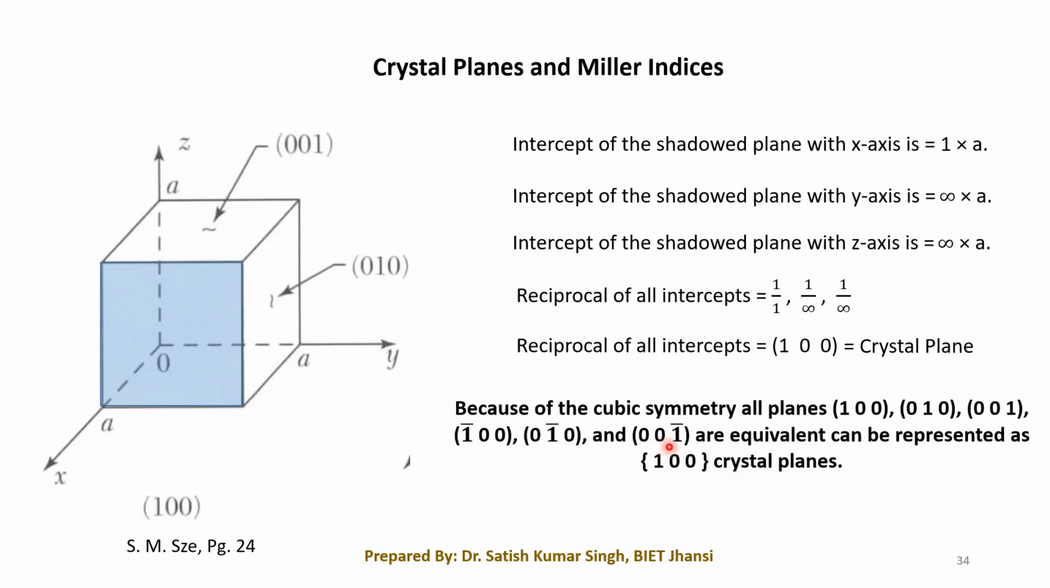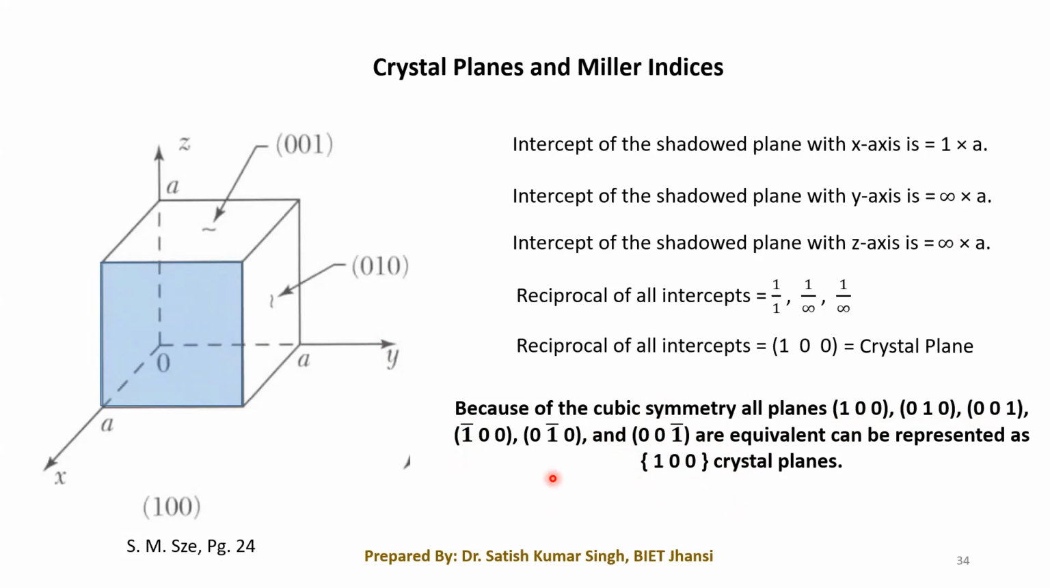Okay, all these planes, because of the cubic symmetry, are the same crystal plane, which means they can be represented by the 100 plane only. Otherwise, you can separately represent them as 100, 010, or 001. So we have to keep in mind that because of the cubic symmetry, these planes can be represented as 100.